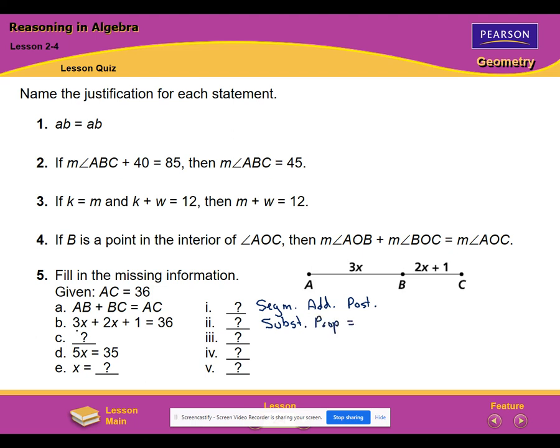What would be next? Well, you would combine like terms, right? So you would say 5x plus 1 equals 36. That's simplify, or you could say combine like terms. And then you would subtract 1 from both sides. That's a subtraction property. Verify below, that's what you would get if you subtracted 1 from both sides. And then finally, you would divide both sides by 5. That would be the division property of equality.